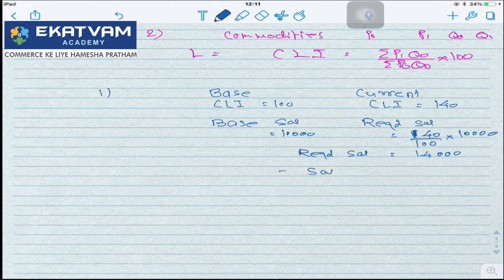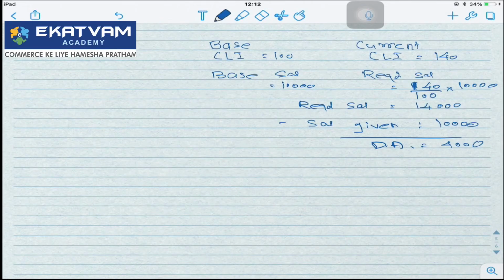But required salary minus the salary given, mind well, salary given is 10,000, is nothing but the dearness allowance. And therefore dearness allowance will be equal to 4,000. Directly with an example you can understand it better. Figures can be different, but the concept is going to remain the same. But suppose I tell you that CLI went up from 120 to 200, salary went up from 5,000 to 7,000, and then they ask you dearness allowance is equal to what? Tell me, how will it go?